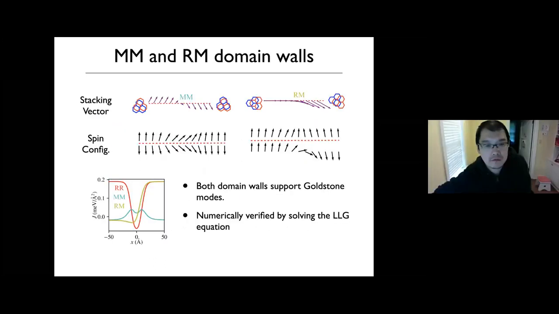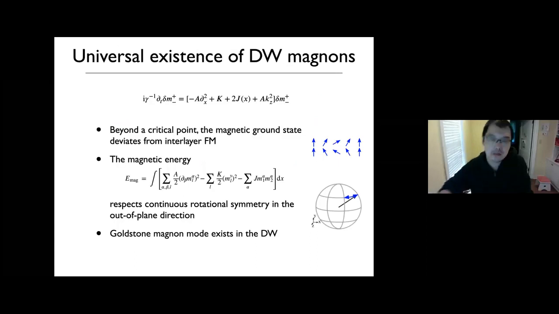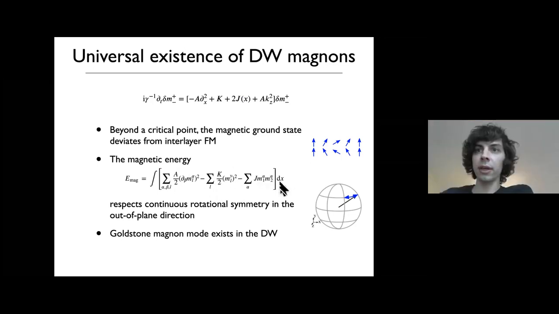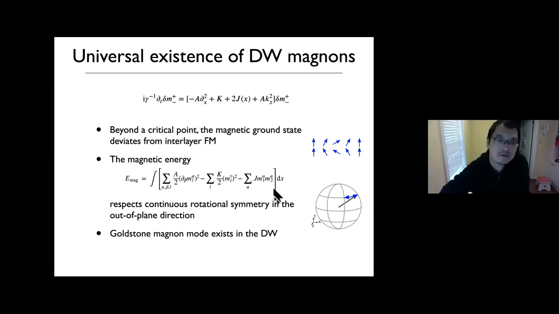My point is very simple. If you look at the magnetic energy shown here, this is already for the interface, basically. For the 2D system, when I say it's for the interface, A and K would still be constant. Those are the intralayer exchange and the anisotropy. Only J will have some spatial dependence across the domain wall.